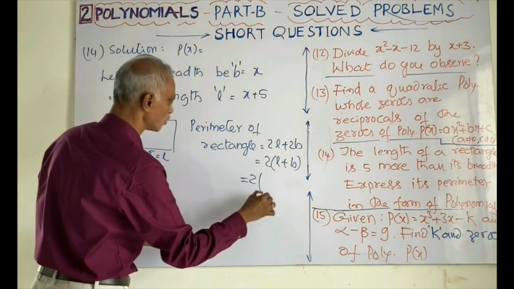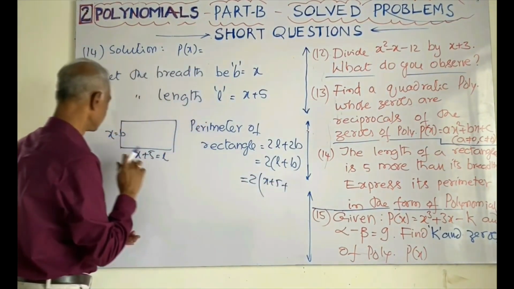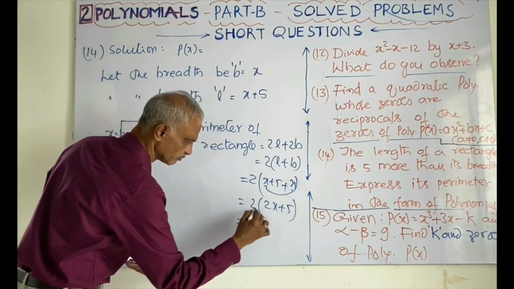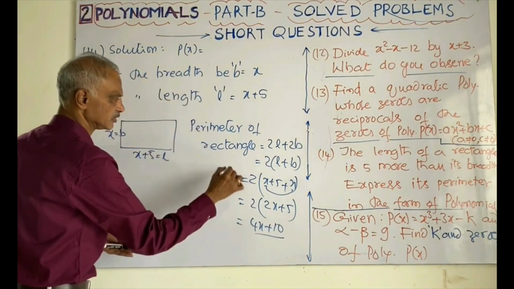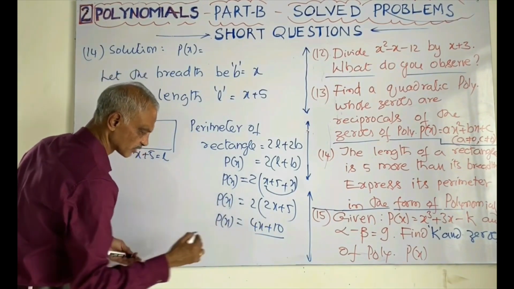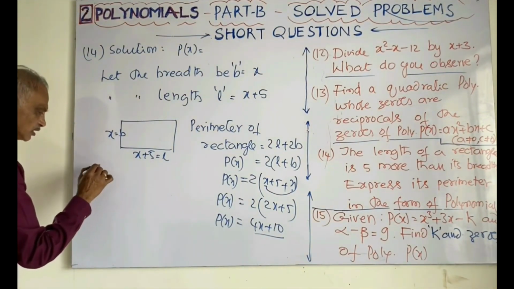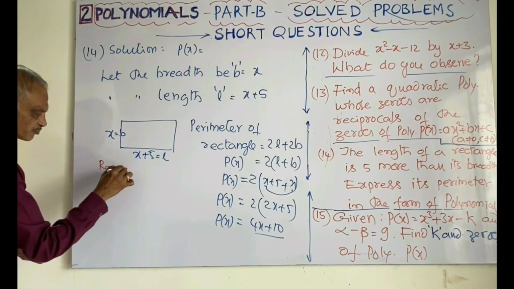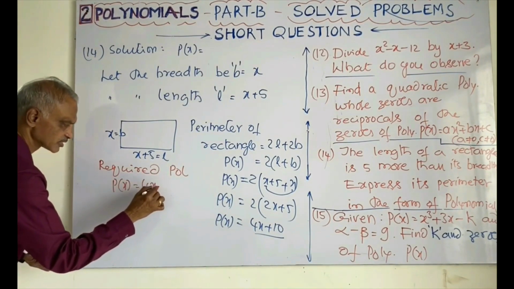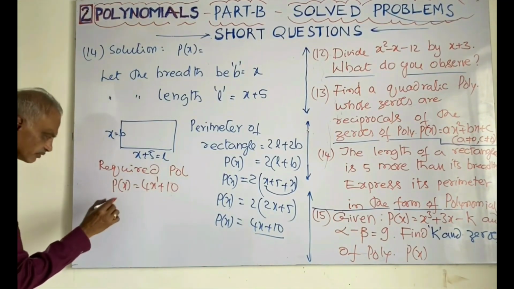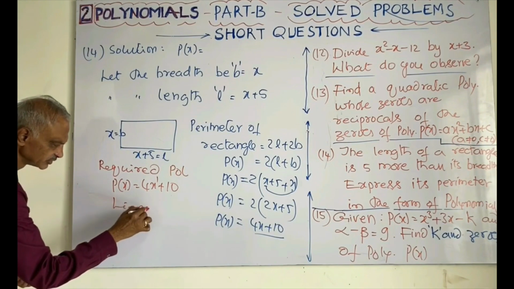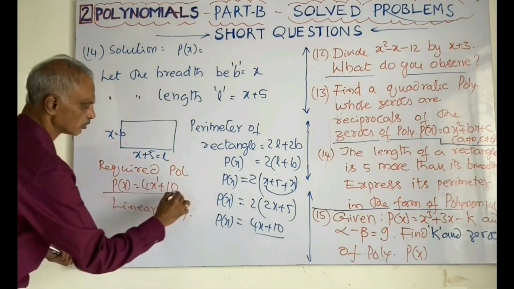We have 2 into, what is L here? X plus 5. What is breadth here? X. So 2 into x plus x plus 5, 2x plus 5, gives 4x plus 10. It is denoted by P of x, because it is in the form of the required polynomial. P of x is equal to 4x plus 10. The degree is 1. This given polynomial is a linear polynomial. The perimeter means a linear polynomial, degree is 1.